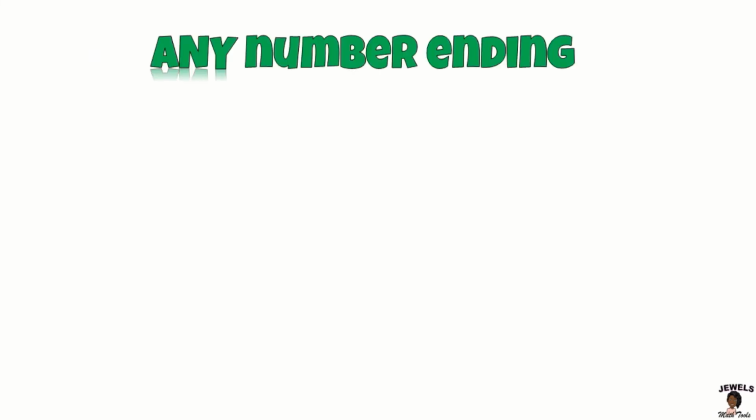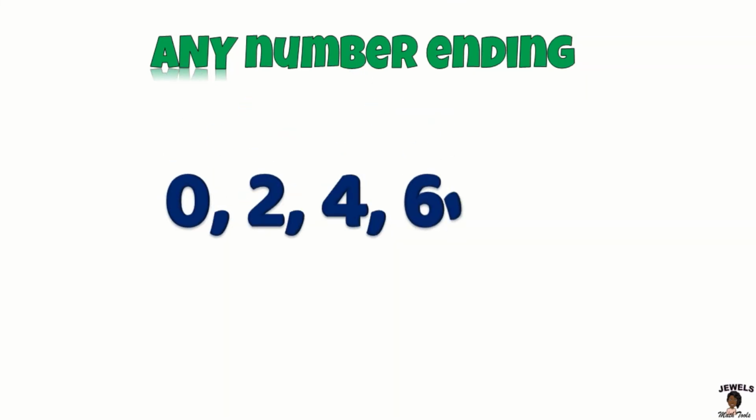So let's review. Remember that your divisibility rule for 2 states that any number that ends with 0, 2, 4, 6, or 8, which are considered even numbers, is divisible by 2. So if your number is not ending with one of these digits, there's a good chance you're going to have a remainder, and if it has a remainder, that means it's not divisible.